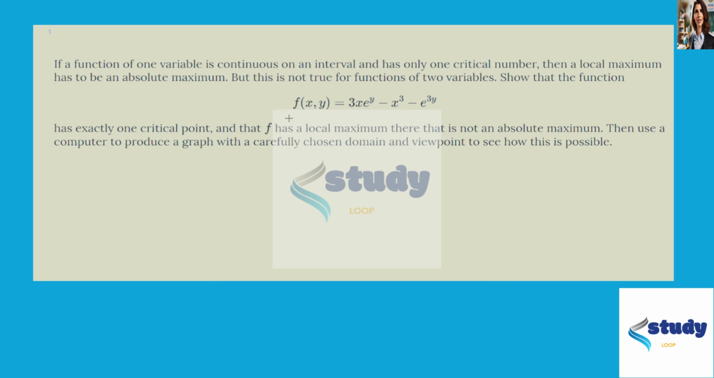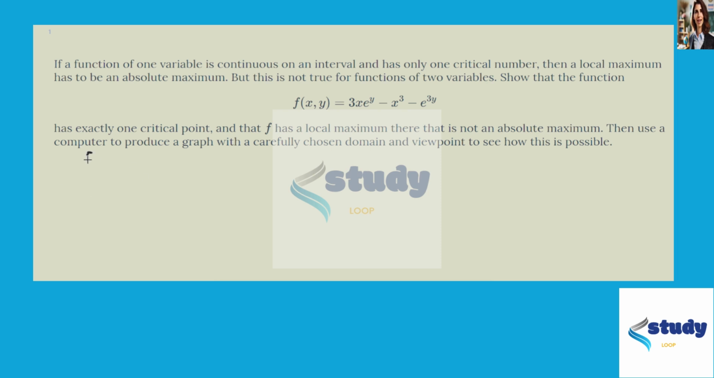Show that the function f(x,y) = 3x e^y - x^3 - e^(3y) has exactly one critical point, and that f has a local maximum there that is not an absolute maximum. Then use a computer to produce a graph with a carefully chosen domain and viewpoint to see how this is possible.